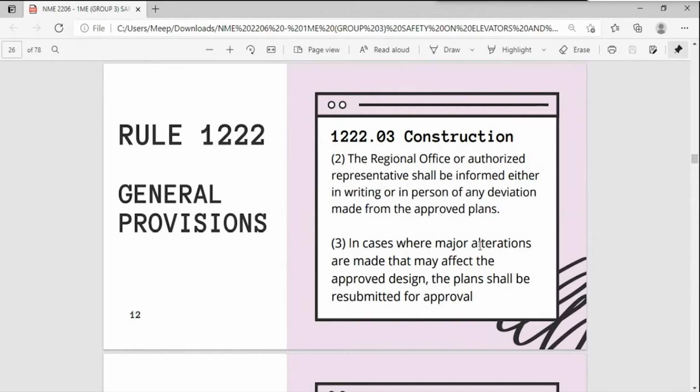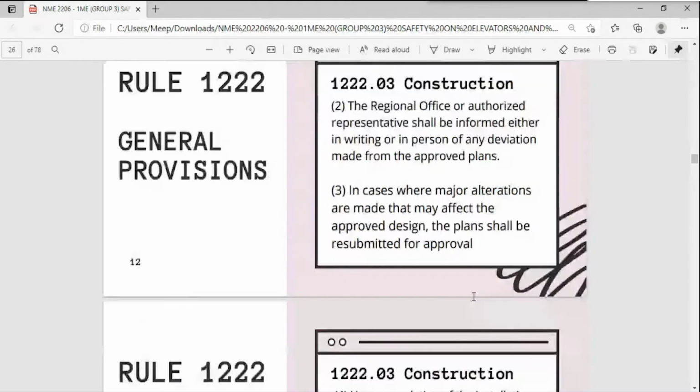In cases where major alterations are made that may affect the approved design, the plan shall be resubmitted for approval. So yun nga. So pag magbabago ka sa elevator na gagawin, kailangan gumawa ka ulit ng bagong design tapos ipapa-approve mo ulit.